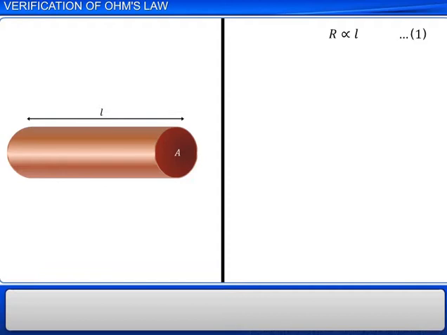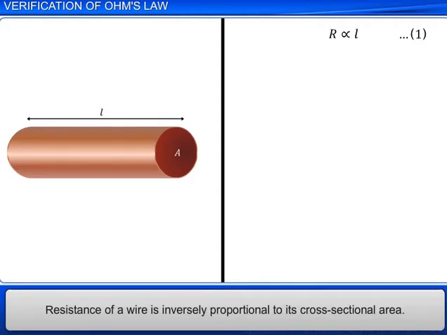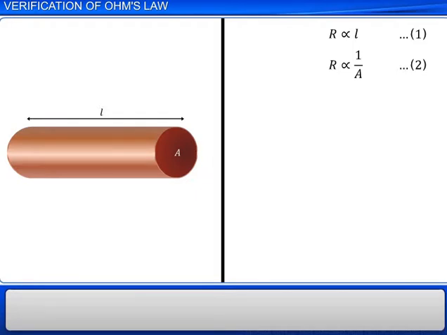The resistance of a thick wire is less than that of a thin wire. The resistance of a conductor is inversely proportional to its cross-sectional area, A. Let this be equation 2. For a conductor of circular cross-section, the area of cross-section is equal to pi r square, where r is its radius. Hence, we can also write that the resistance of the conductor is inversely proportional to the square of its radius of cross-section.